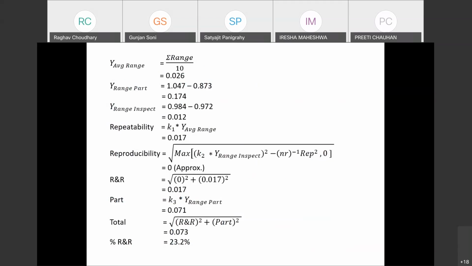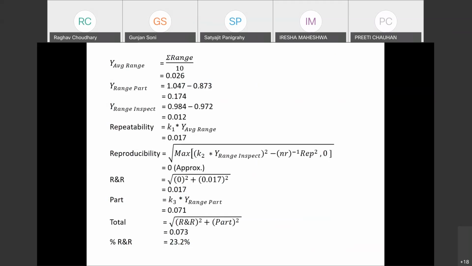We calculate repeatability, we calculate reproducibility, and it's coming out to be 0.017. Reproducibility is coming out to be 0, which is basically related with the appraiser. And R&R is coming out to be 0.017. Part-to-part variation indicates the randomness of the error, which can't be attributed to anything. So it's coming out to be 23.2.